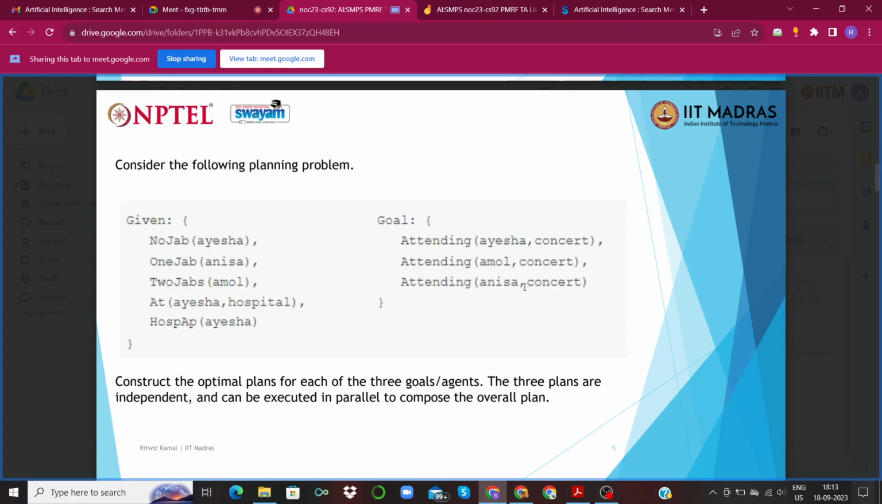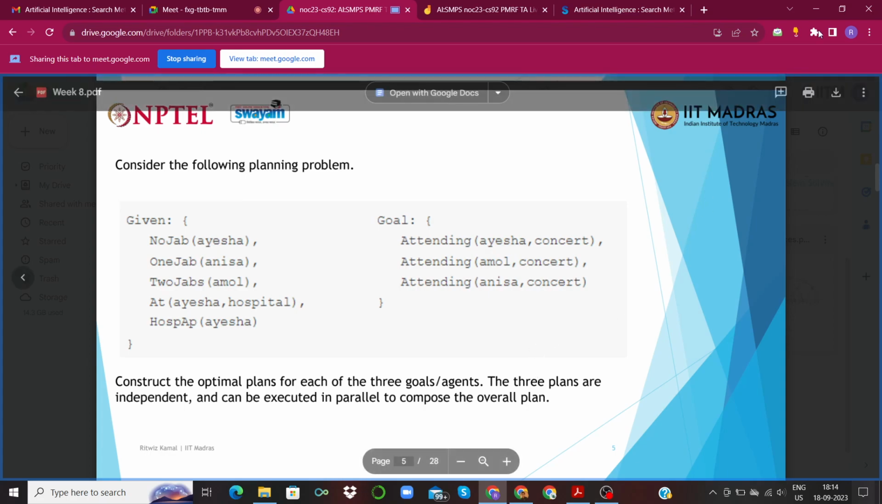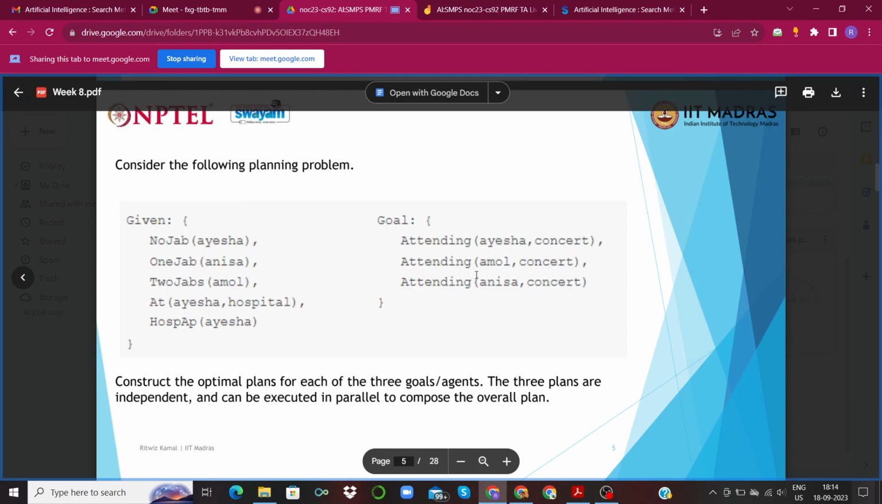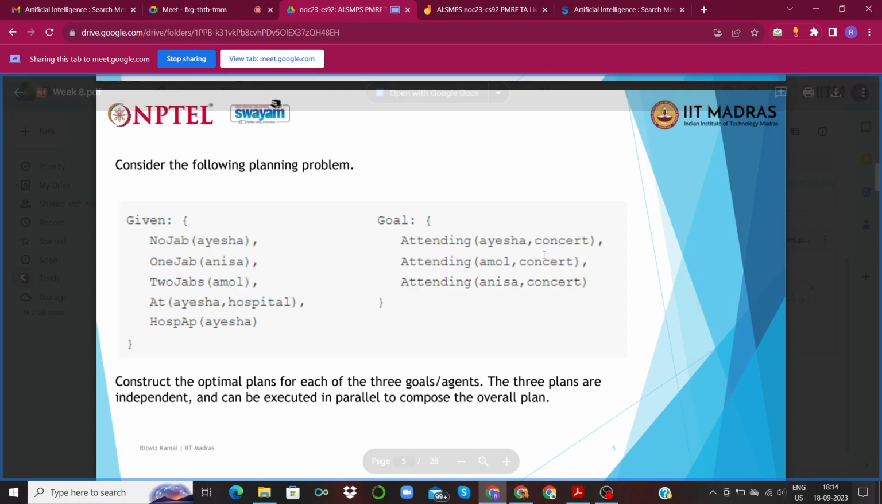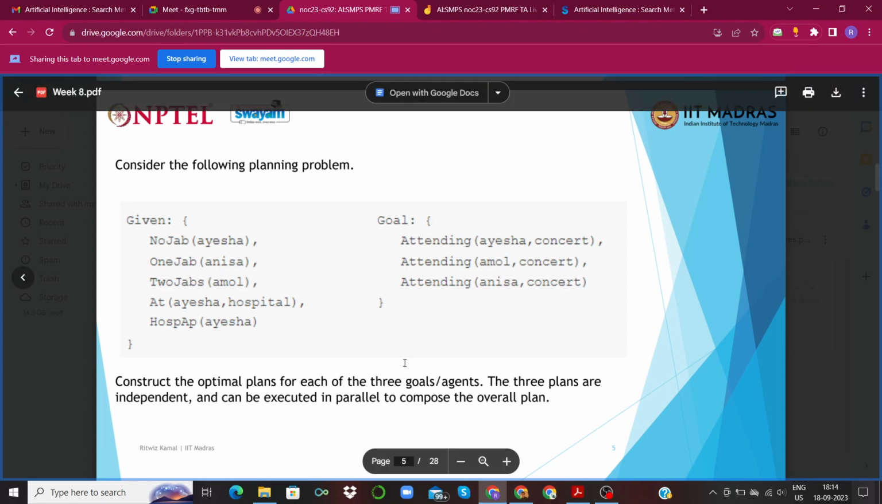Aisha, Amol, and Anisa. Here you see that X has been replaced by Aisha, Amol, and Anisa in three instances, and these three subgoals form a part of a compound goal, or a bigger goal, that we must satisfy through some planning strategy. How we will construct that planning strategy, we'll see in the upcoming algorithms, but since this is a very simple example, you can also try to construct an optimal plan for each of these goals by hand, and see how you can achieve the goal state from the given initial state.